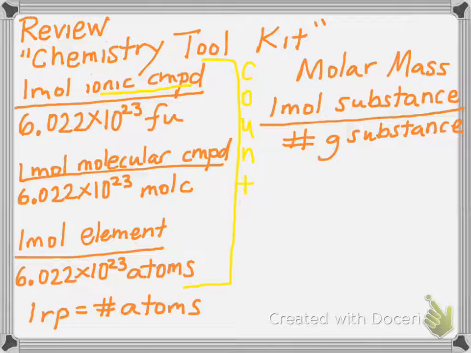If you have an ionic compound, you're going to convert moles of ionic compound to formula units. You're going to know you have an ionic compound because you have a metal and a nonmetal or a polyatomic ion in it. If you have a molecular compound, then you're going to convert moles of molecular compound to molecules. You will know you have a molecular compound because you have two nonmetals. Lastly, if your substance is an element, and you have a mole of it, you're going to convert it to atoms.